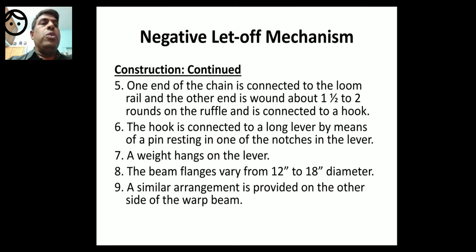On that side also there will be a ruffle, there will be a flange, there will be a chain which is wound around 1.5 to 2 times around the ruffle, and it is fixed to the hook, and then there will be a long lever and there will be dead weight also. So a similar arrangement is provided on the other side of the warp beam.